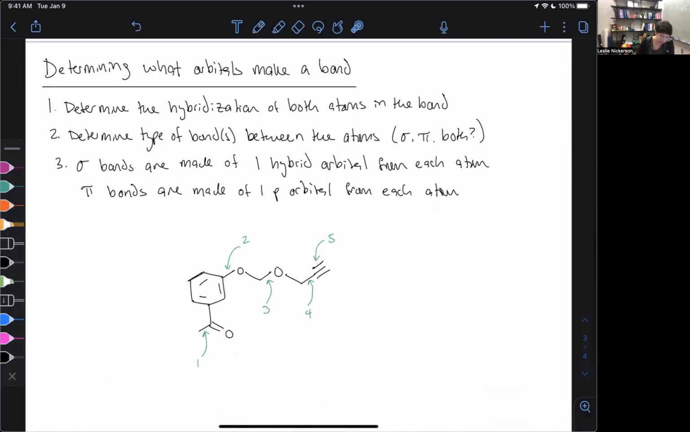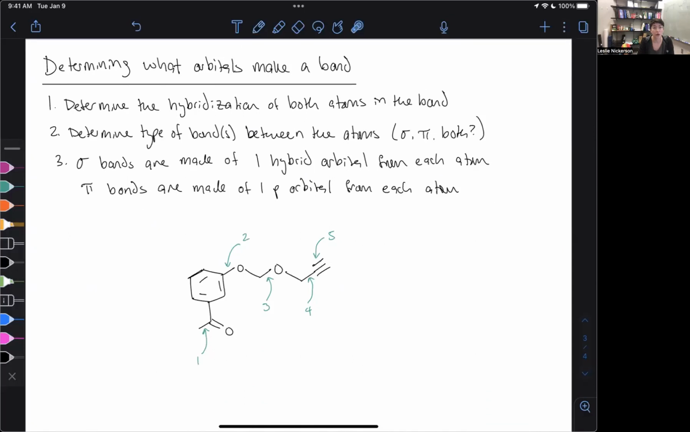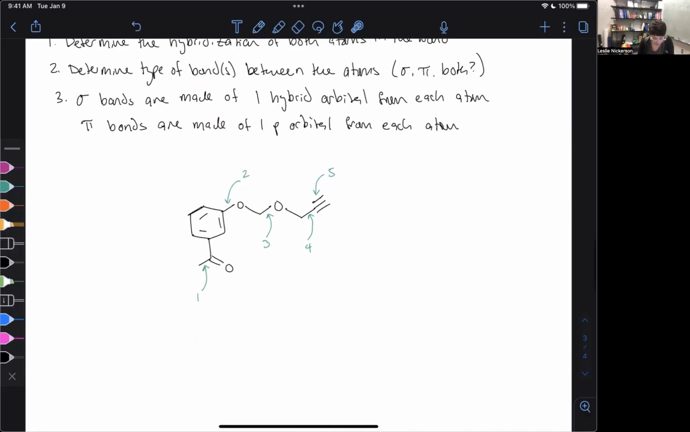Alrighty, so now let's figure out what orbitals make a bond. So for this, our strategy here is we want to determine the hybridization of both atoms in the bond. Okay, so that's first step. Determine the type of bonds. So do you have a sigma, a pi, both? And then we want to keep in mind that the sigma bonds are made of one hybrid orbital. The pi bonds are made of one p orbital, and that's from each atom of that shared bond, right? So either it's two hybridized orbitals coming together or it's two p orbitals coming together, but it's one from each atom to make that bond.